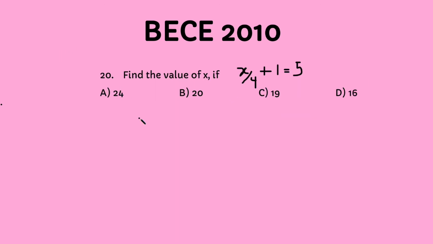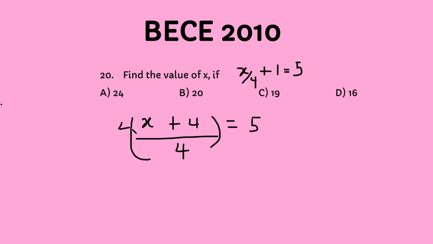We have to find the value of x. So we have if x over 4 plus 1 is equal to 5. I make 4 the denominator and 1 will go into 4 times. So we'll have x plus 4 over 4. The next move will be to get rid of the 4. To get rid of the 4, I'll have to multiply 4 on the right hand side and on the left hand side. You see that it cancels out.